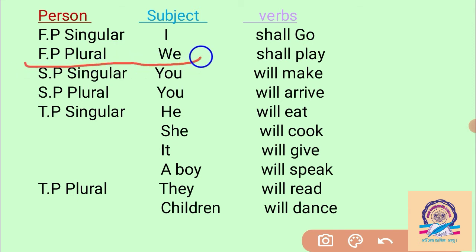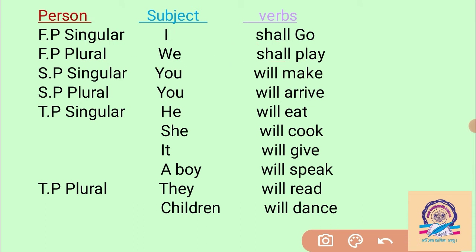Then first person plural. The speakers are more than one. Then we have to use we as the subject. Then we have to use shall play. So we can say that with I and we as the subject, we have to use shall.